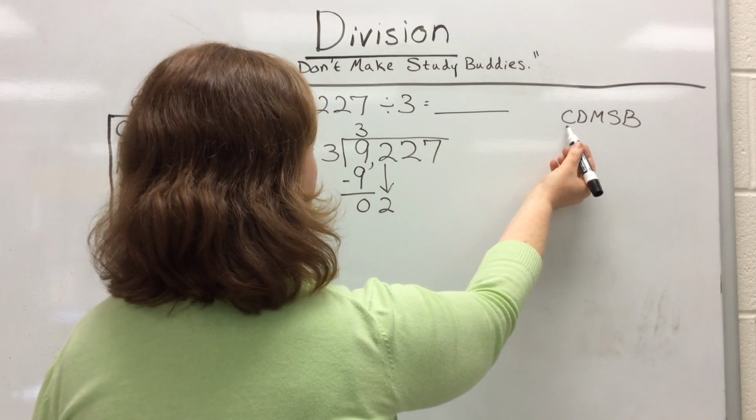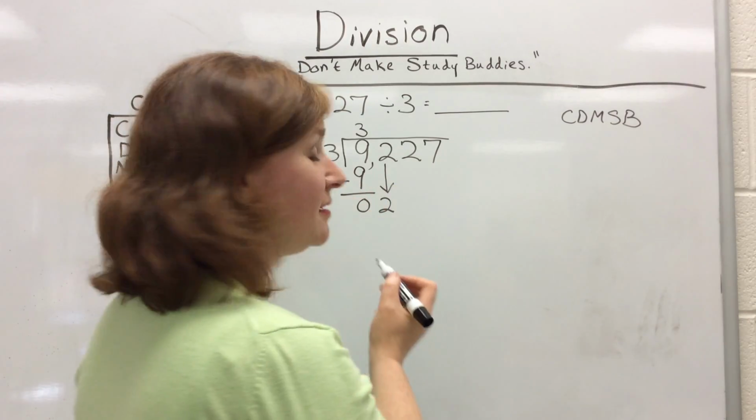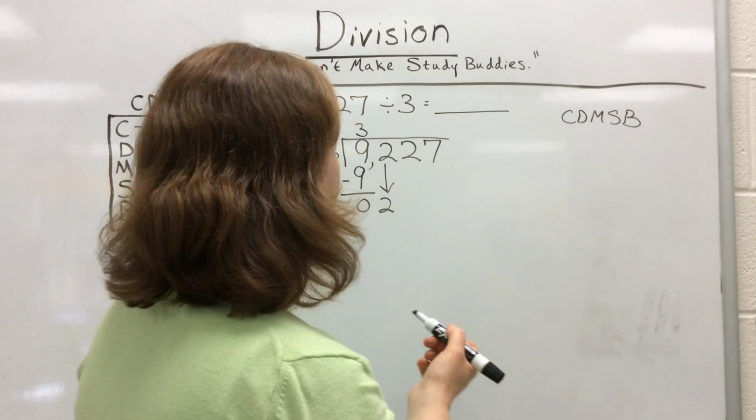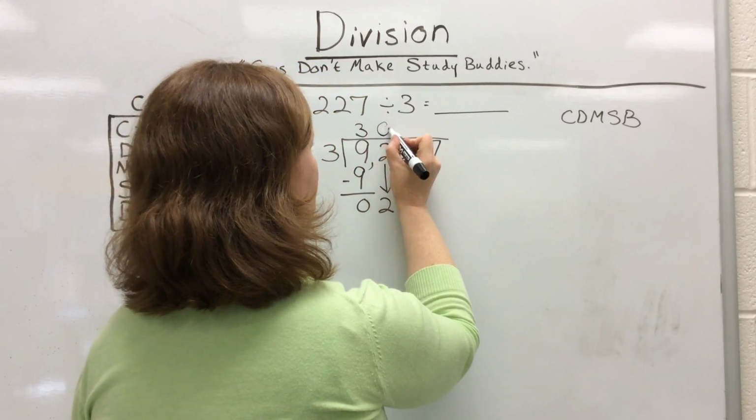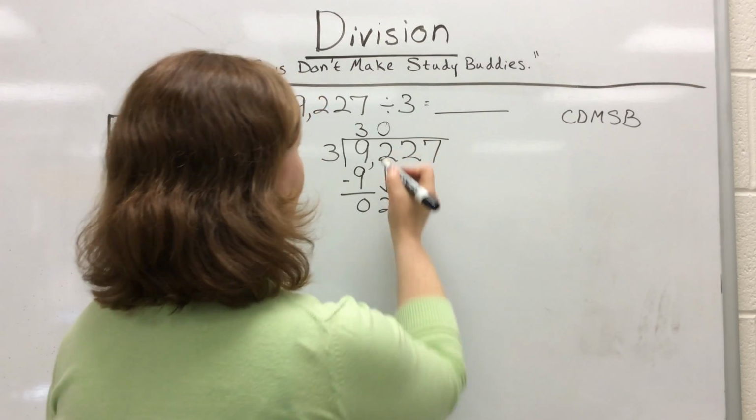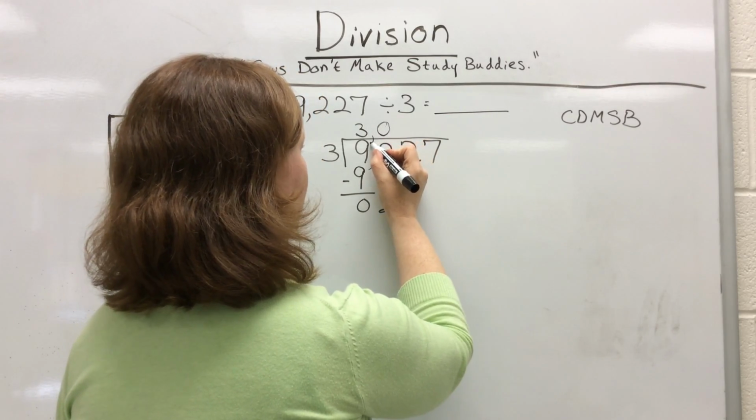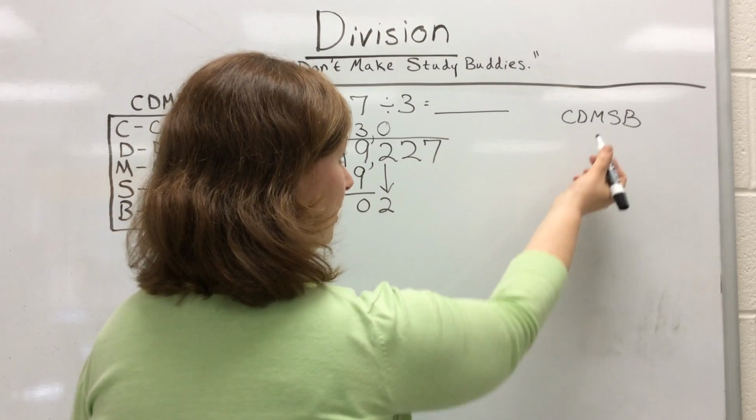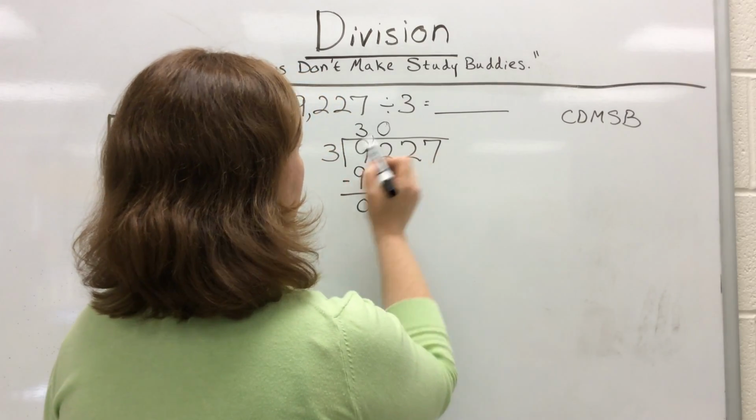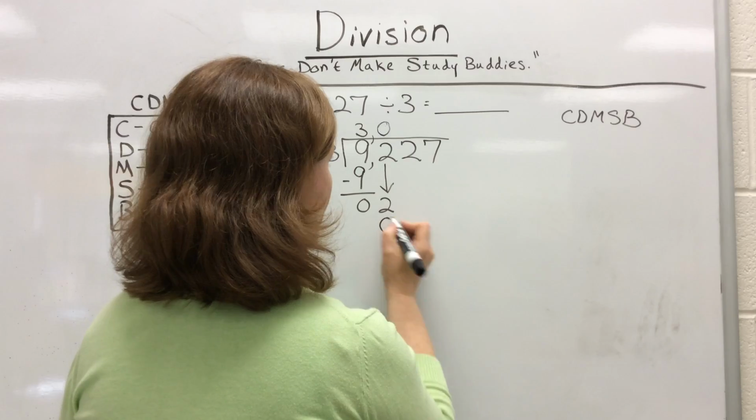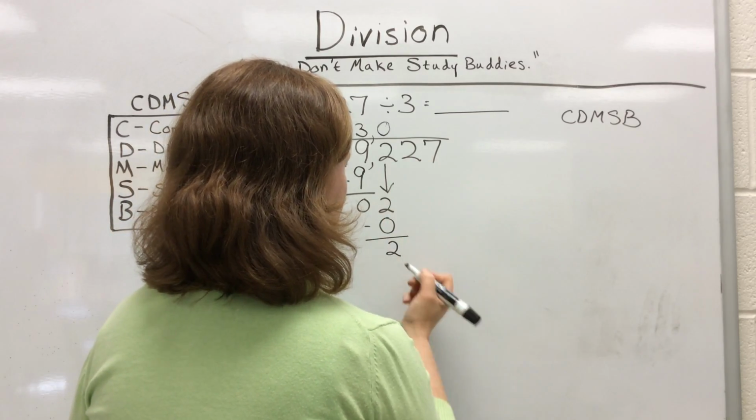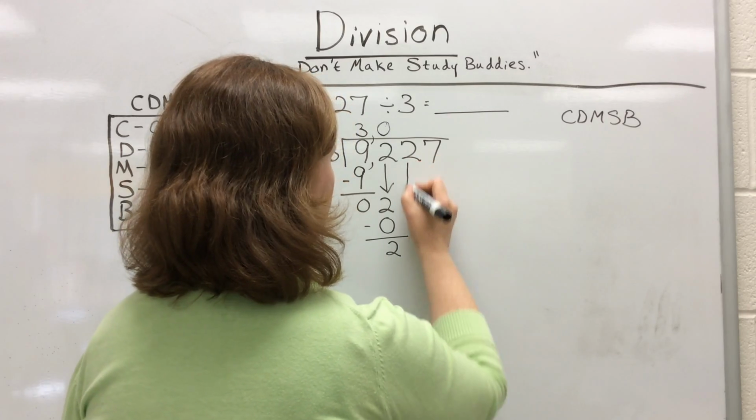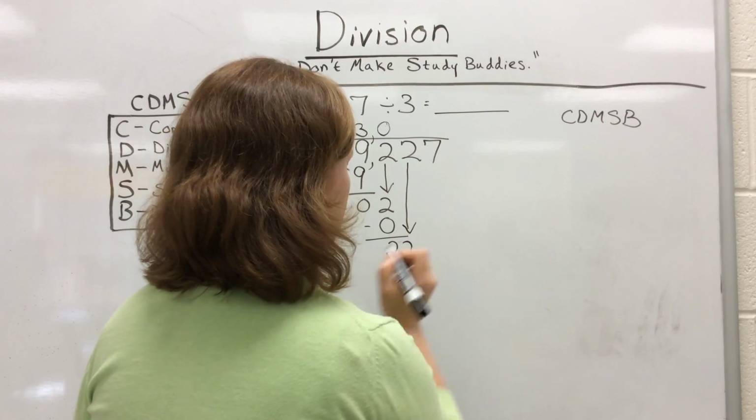Go back to the beginning, compare. 3 does not fit into 2. If it doesn't fit, that means when I divide, I'm going to get a 0 in my quotient. I'll bring up my comma here, and I'll move on to multiply. 0 times 3 is 0. Subtract. 2 minus 0 is 2. And bring down. My new number is 22.